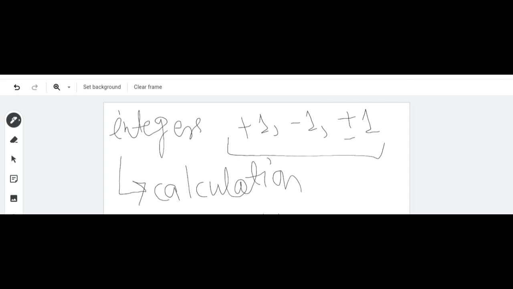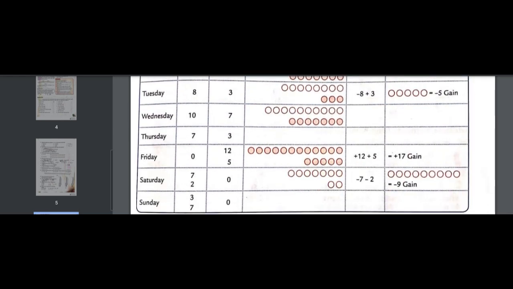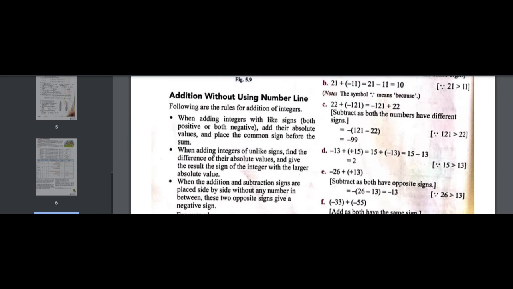For addition, we have to solve integers separately. Today I will tell you all the rules, because your next topics are like this: addition of integers. We can do addition using a number line. I already told you how to solve addition and subtraction on a number line: you start from the first digit and take steps until the answer. We can also do addition without a number line. Exercise 5b includes all this.